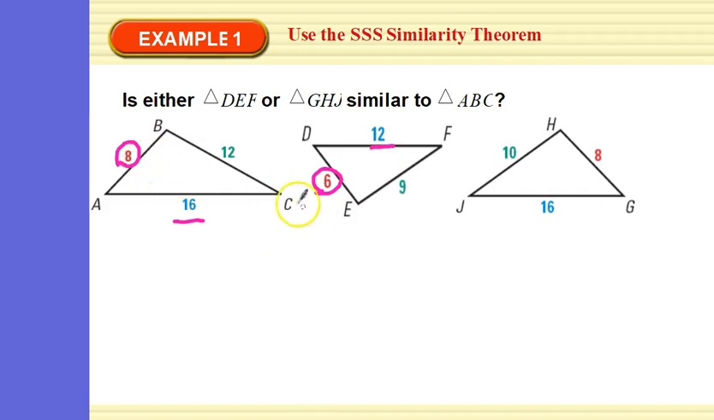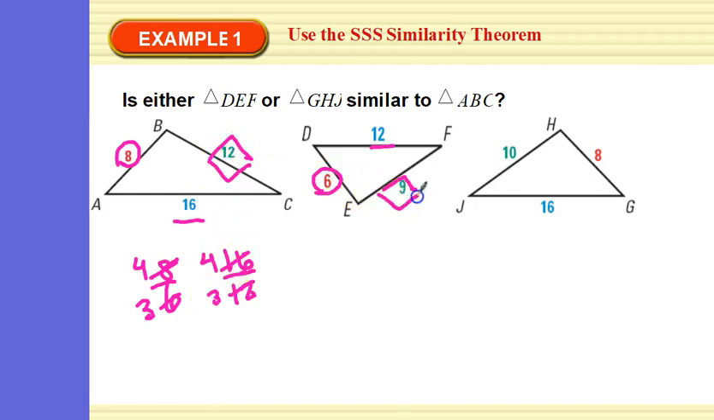Let's see. 8 over 6 reduces to what? 4/3. 16 over 12, is that 4/3? 4 goes in there 4 times, 4 goes in there 3 times. How about this one? 12 over 9. 3 goes in here 4 times, 3 goes in here 3 times. Yes, so these are definitely proportional. They have a scale factor of 4 to 3, right?